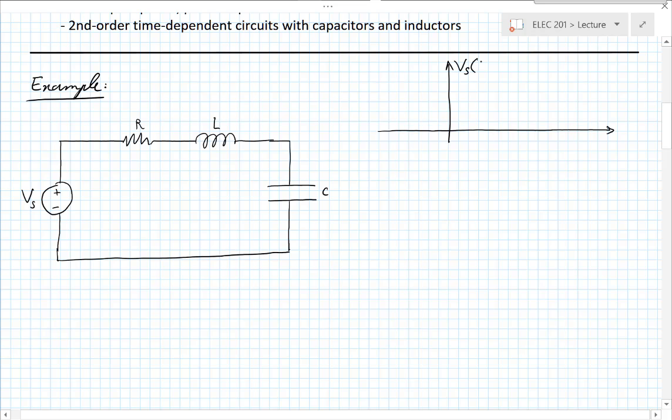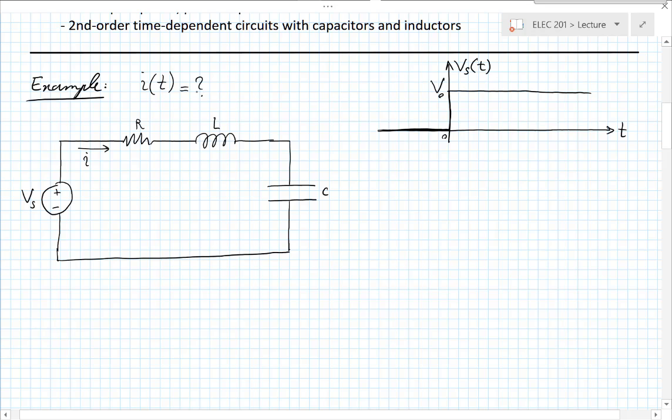And let's assume that Vs is a unit step function. So Vs, which is a function of time, has been 0 for a long time. And at time t equals 0, in this case, jumps to the value V0, say 5 volts. And my interest is in calculating this current I as a function of time for all times.